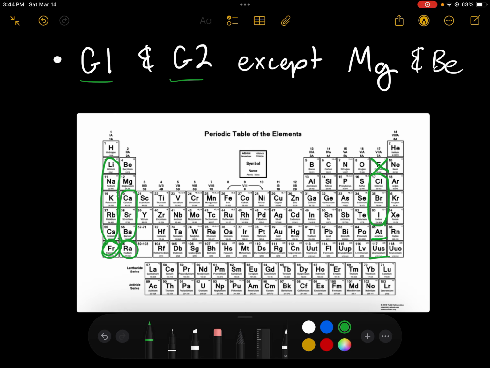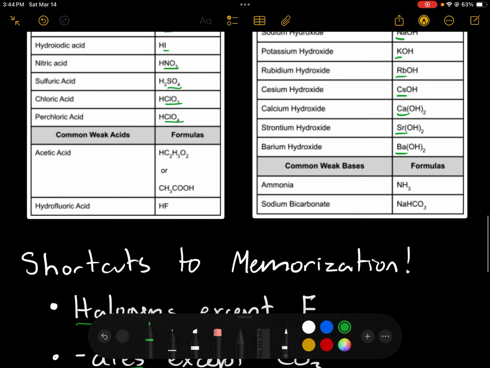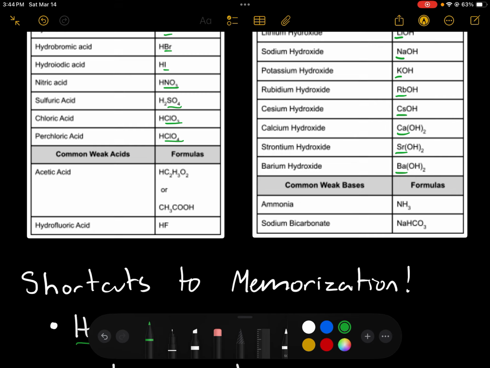But our exceptions to that rule are beryllium and magnesium. So again, if you have a base made up of hydroxide and something in group 1 or group 2, it's very likely to be strong. Again, there are always going to be exceptions. The ones I crossed out are going to be your exceptions. And then one weak acid that is an -ate that you do absolutely need to know about is acetic acid, made up of hydrogen and acetate. That's just a common example.